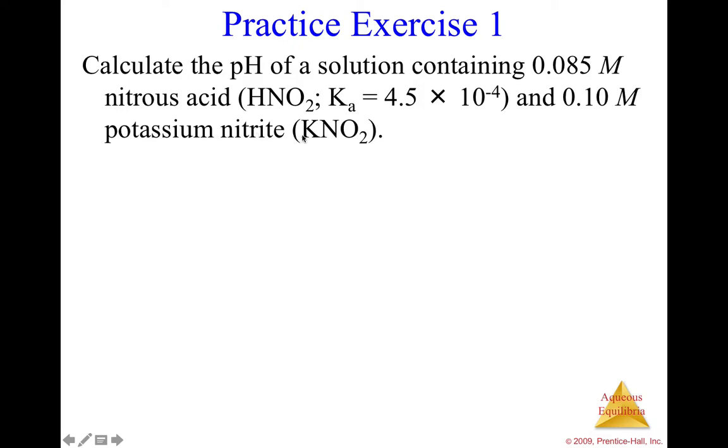So nomenclature, again, very important. I gave you the chemical formula, KNO2, so we have a weak acid and the conjugate base. Potassium is just a counter ion to keep this solution charge neutral. So let's go ahead and look at how we're going to solve this problem.